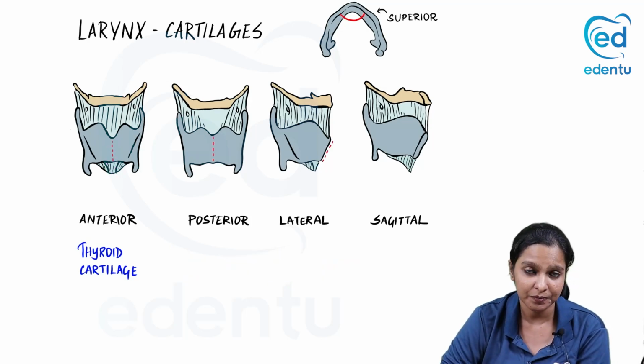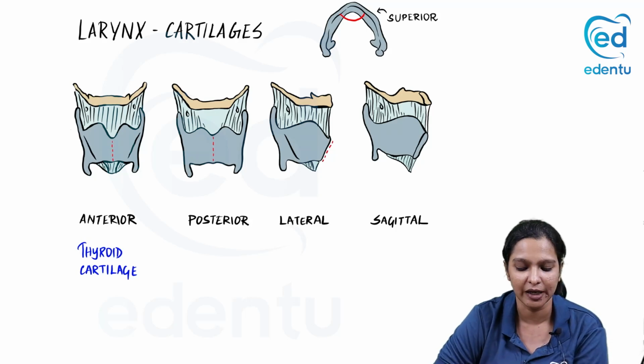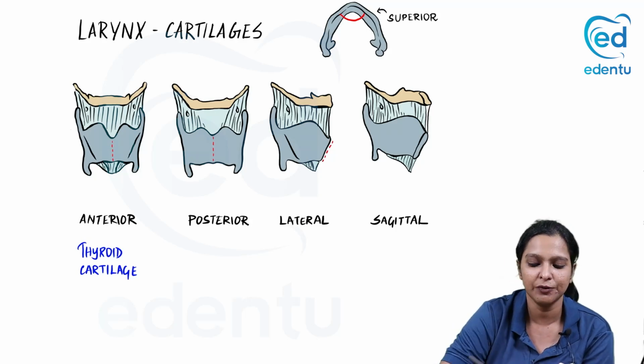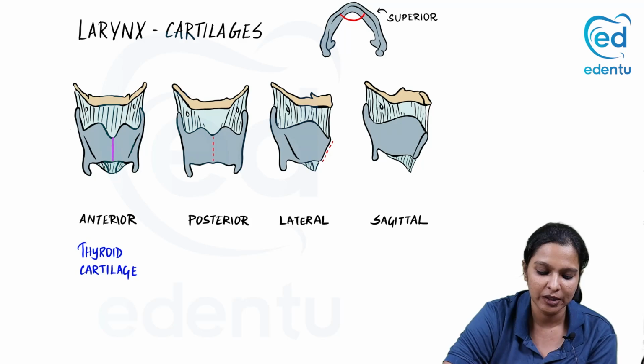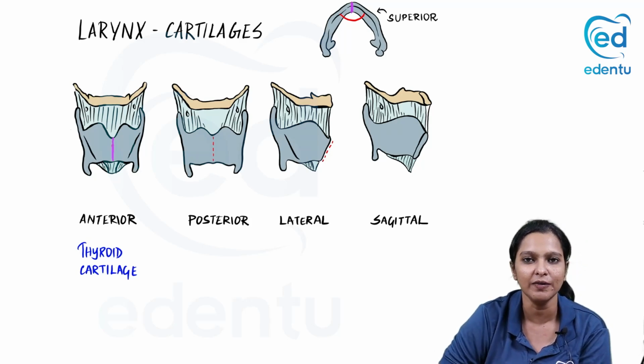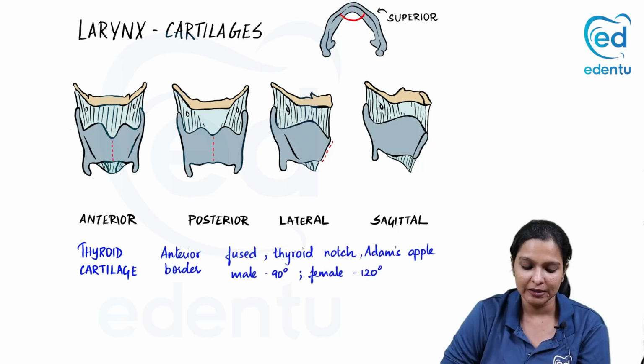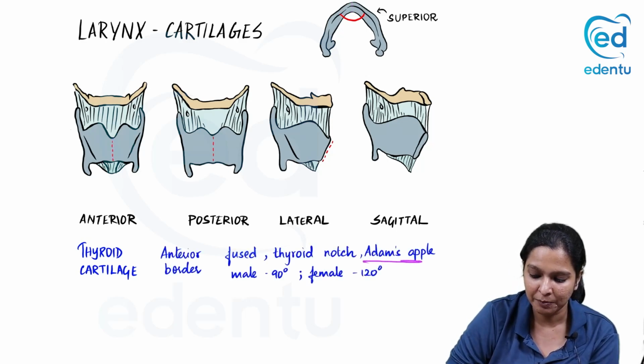Next, this is the anterior border of thyroid cartilage. What has happened? It has fused with the lamina of the opposite side. You can see this is the anterior border of thyroid cartilage. This is the reason why the Adam's apple is present.